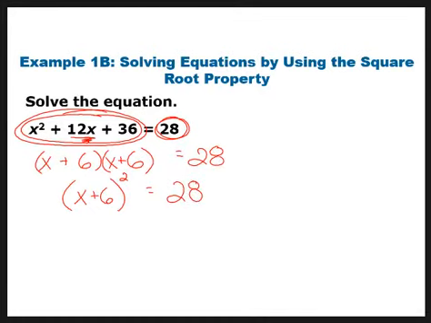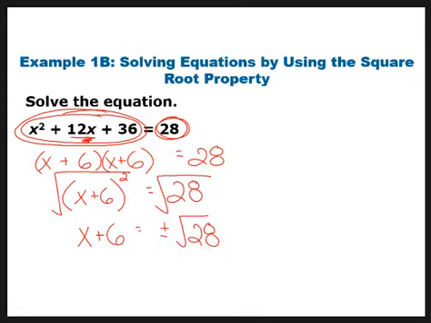And what that does for me now is I have an entire quantity squared. So I can go ahead and square root it at this point. So x plus 6 is going to equal plus or minus the square root of 28. The squared part was kind of the furthest out operation there. I couldn't do anything inside of here, and I can't subtract that 6 because it's being squared on the outside. So my next step is to take the square root of what's going on there.